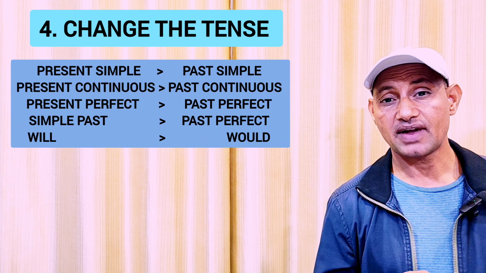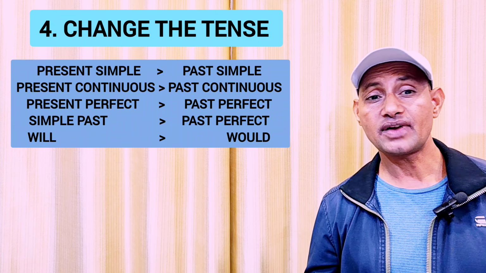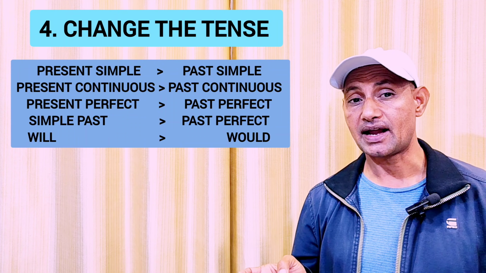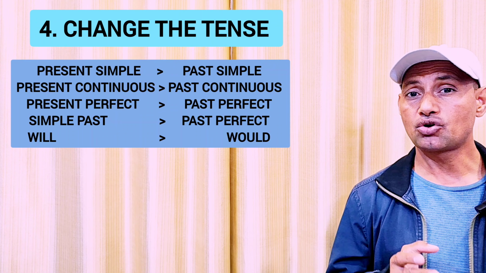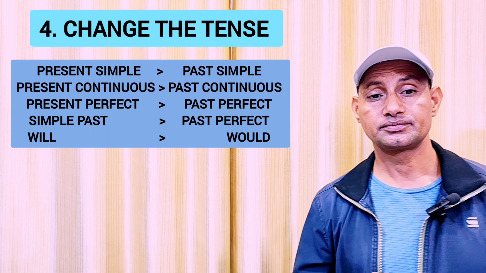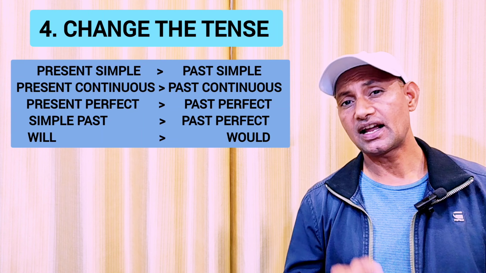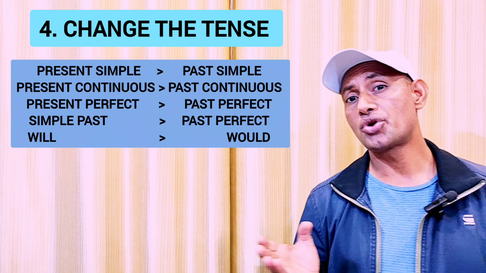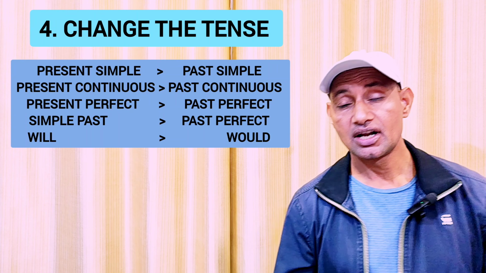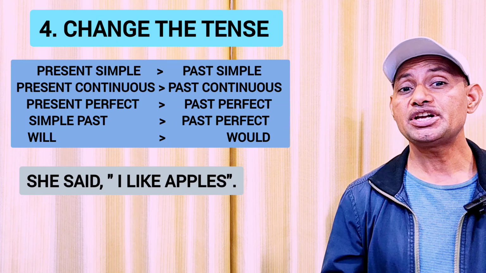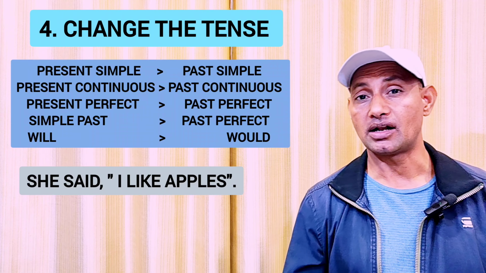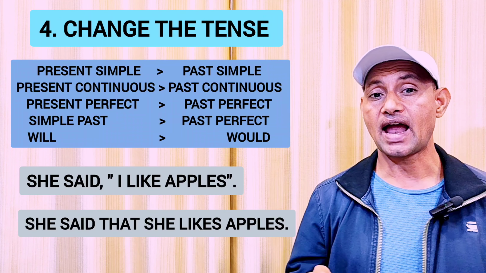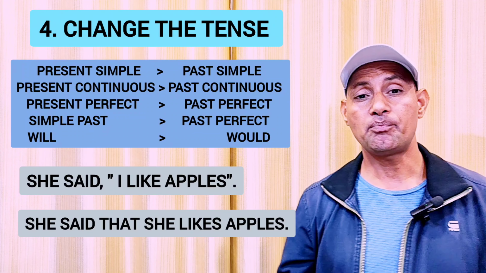And present perfect will change to past perfect, and simple past will change to past perfect, and will is going to change to would. Let's take one example of each tense here. Present simple going to past simple tense. For example, she said, "I like apples." And when we go into the indirect way, she said that she liked apples.